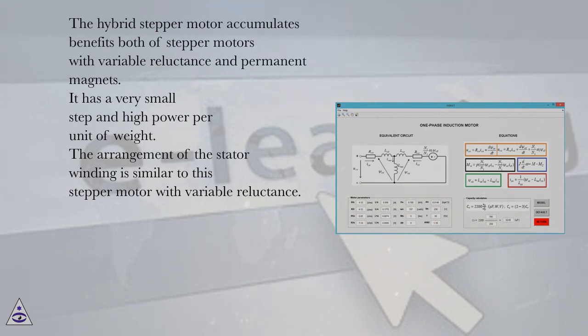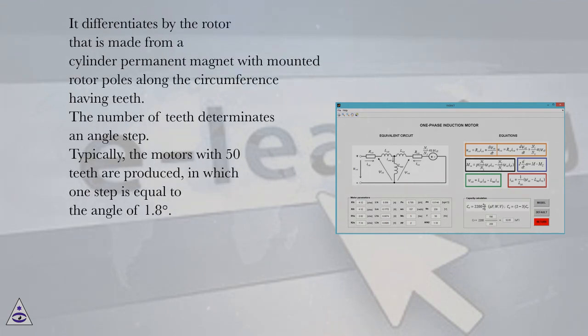The arrangement of the stator winding is similar to the stepper motor with variable reluctance. It differs by the rotor, which is made from a cylinder permanent magnet with mounted rotor poles along the circumference having teeth. The number of teeth determines the angle step. Typically, motors with 50 teeth are produced, in which one step is equal to the angle of 1.8 degrees.